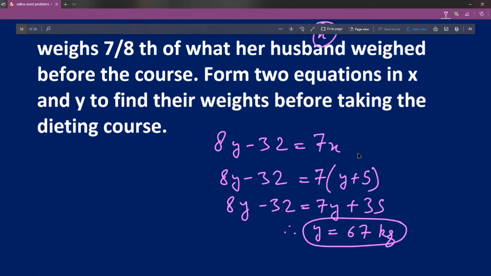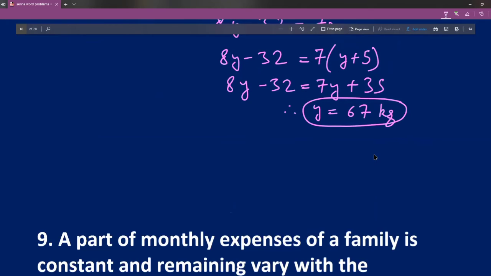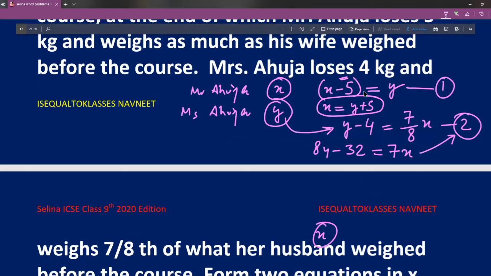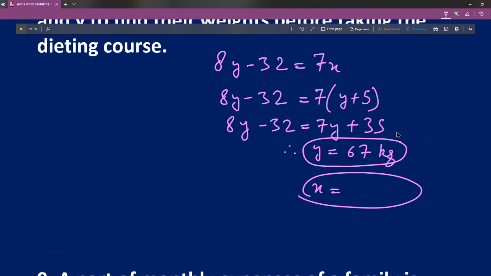This is y, and x would be equal to y plus 5. So this will be equal to 72 kg. Again, if you want to check, so 67 kg, 72 kg, x is Mr. Ahuja, 67 kg is Mrs. Ahuja.